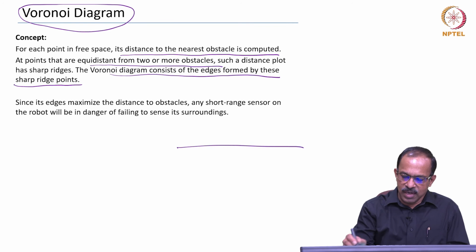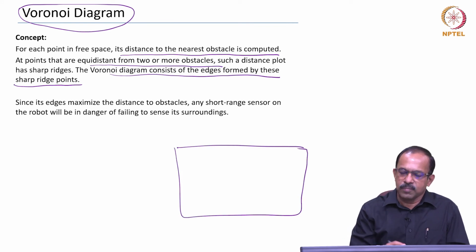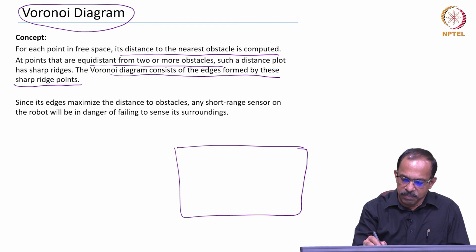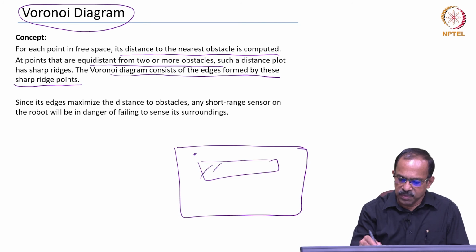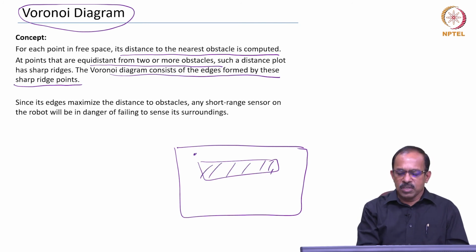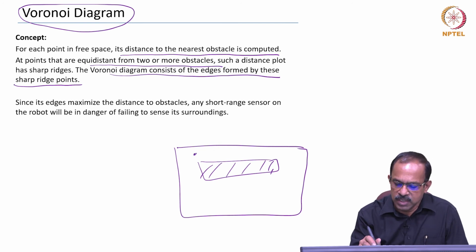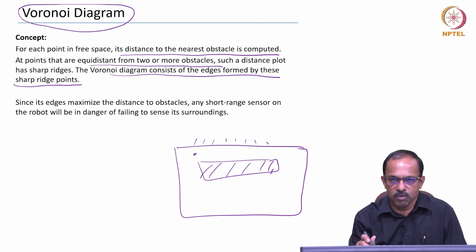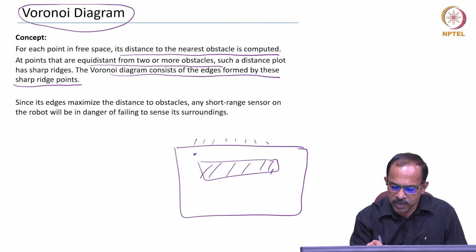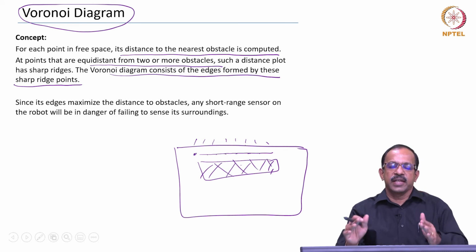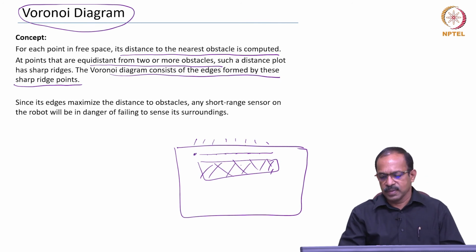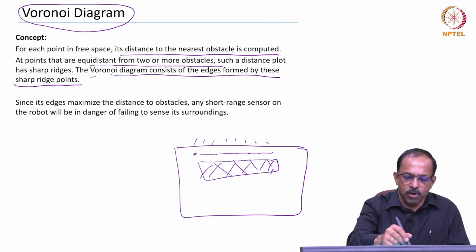For example, suppose this is the area, and the robot is initially here, and there is an obstacle like this. And what it will do is, it will try to find out the point which is equidistant from this one. This is again a boundary, so that is considered an obstacle, and between these two. So, it will try to find out a path which is equidistant from these two. So, it will try to find the points which are equidistant from these two and take that as the possible path from here to here. And that is basically the Voronoi diagram method.